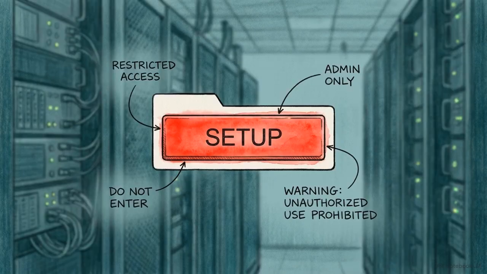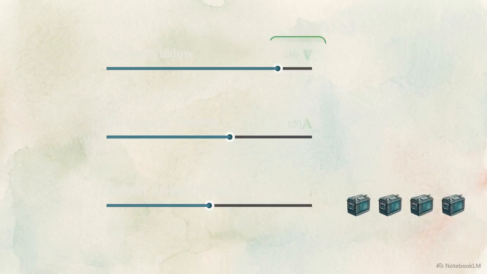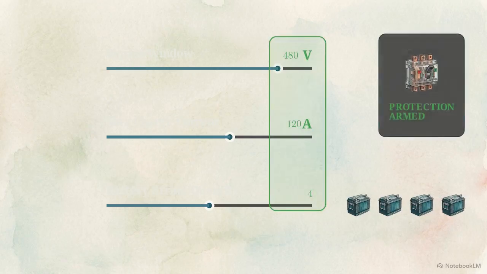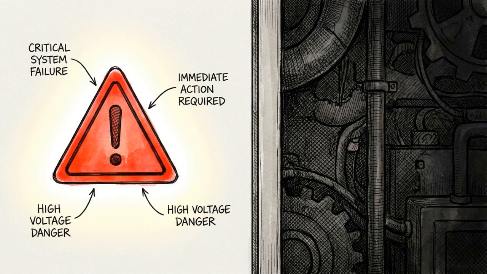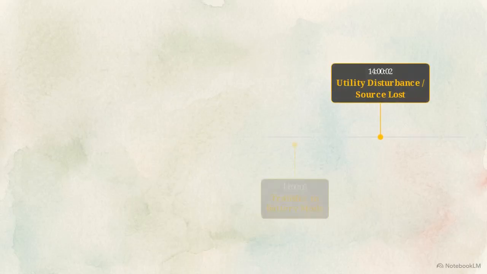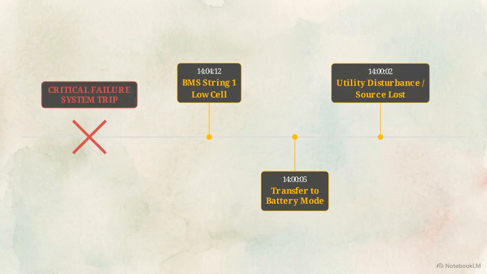The setup menu is restricted territory. The parameters found here, like voltage thresholds and string counts, control how the system reacts to faults. They dictate the protection logic itself. When diagnosing a fault, the event log is your primary tool for root cause analysis. While the active alarm screen shows immediate status, the event log allows you to reconstruct the exact timeline of historical events leading up to the failure.